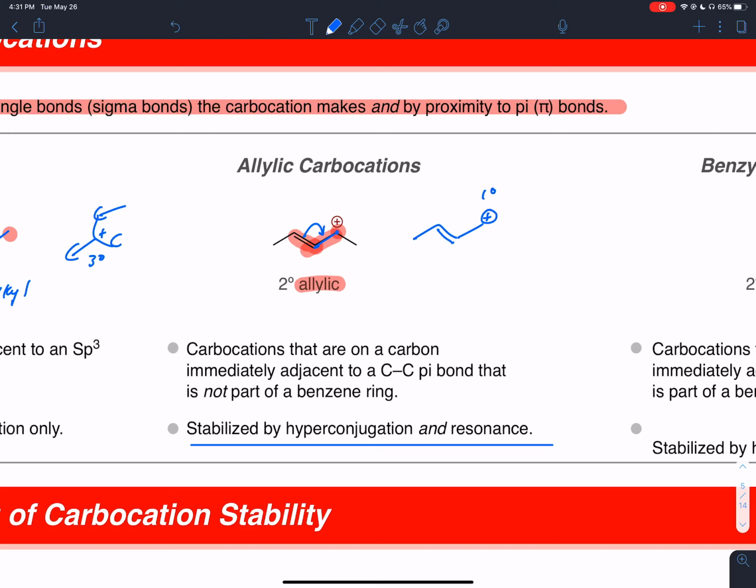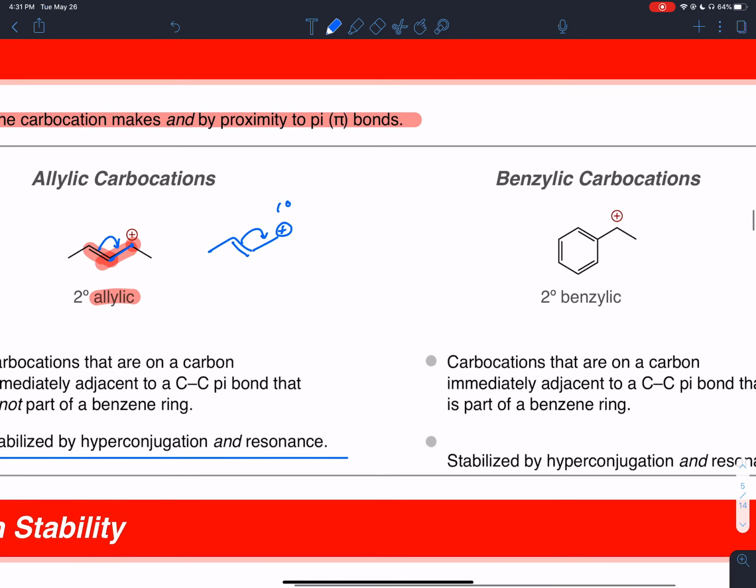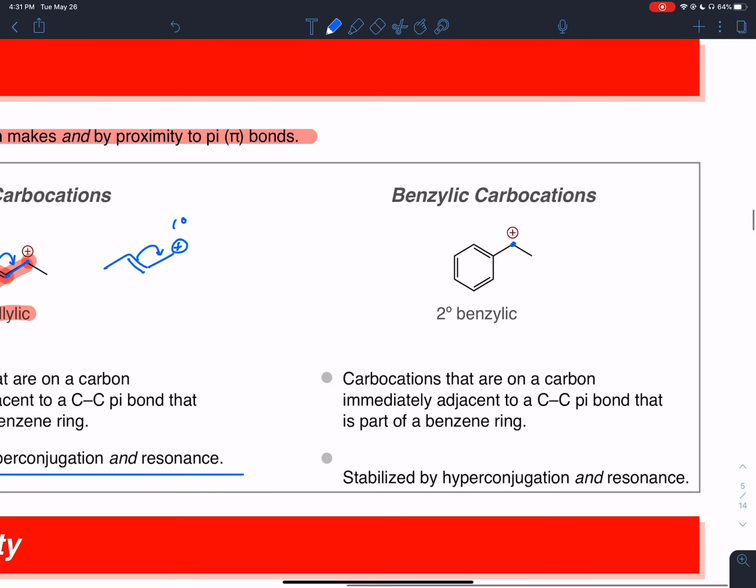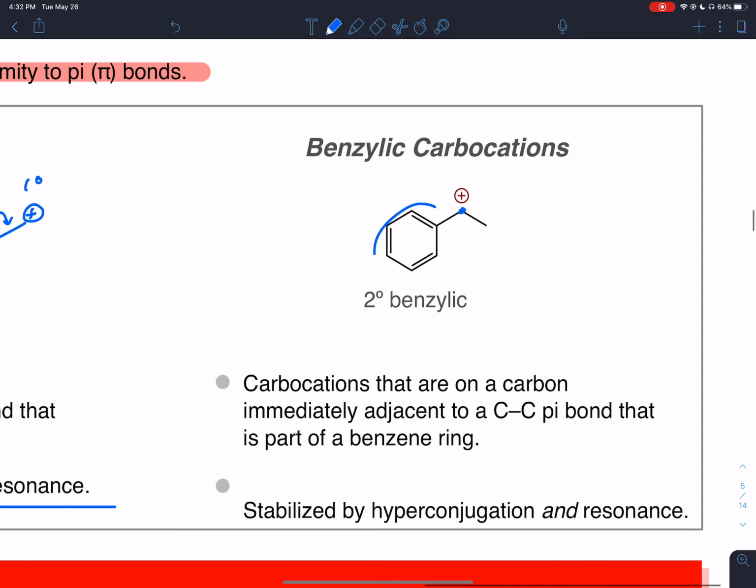We said in the last video, having that adjacent pi bond enabled resonance donation, this pi electron density that could also be donated into the empty p orbital. Now, what I want to stress here is that these allylic species have the positive charge on a carbon adjacent to a pi system, and that is not part of a benzene ring, okay? Because if you had a positive charge on a carbon adjacent to the pi system of the benzene ring, we call that a benzylic carbocation, okay?